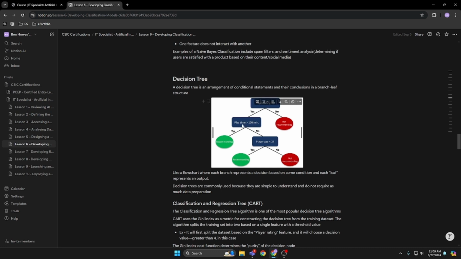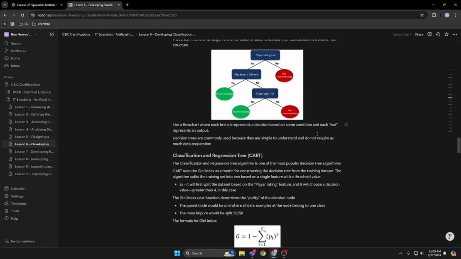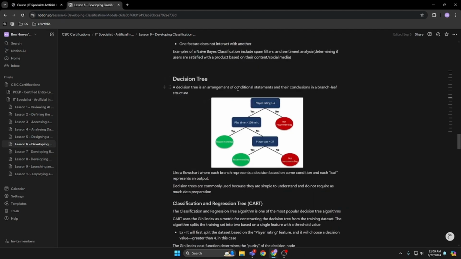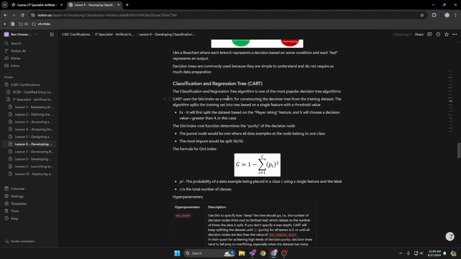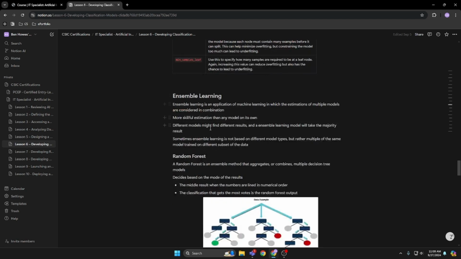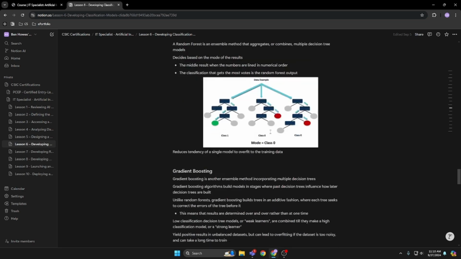If yes, you would ask this other question: is their playtime greater than 100 minutes? If it was, they would recommend it. If not, it would ask this question, and so on and so forth. Another reason why I thought decision trees were cool was because you can use multiple of them, and when you put a bunch of decision trees together, it's called a random forest, which is really cool.